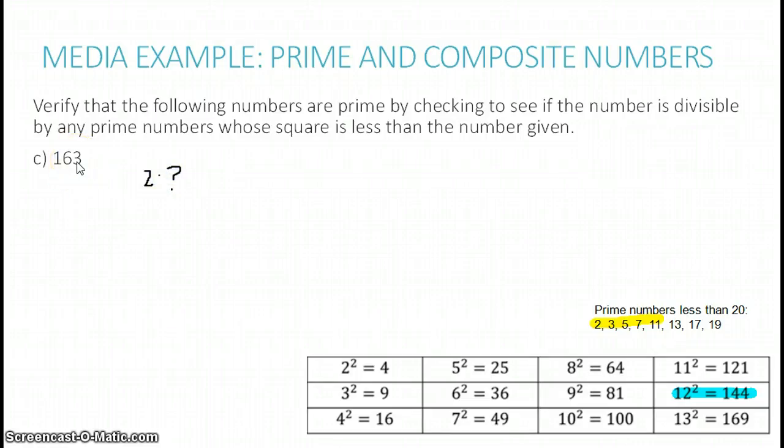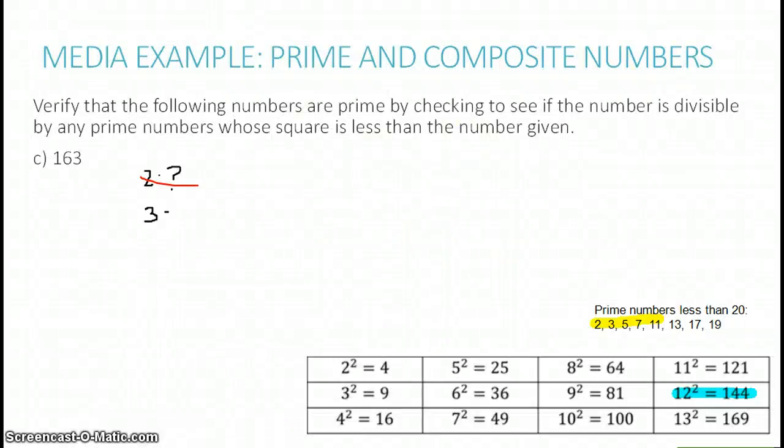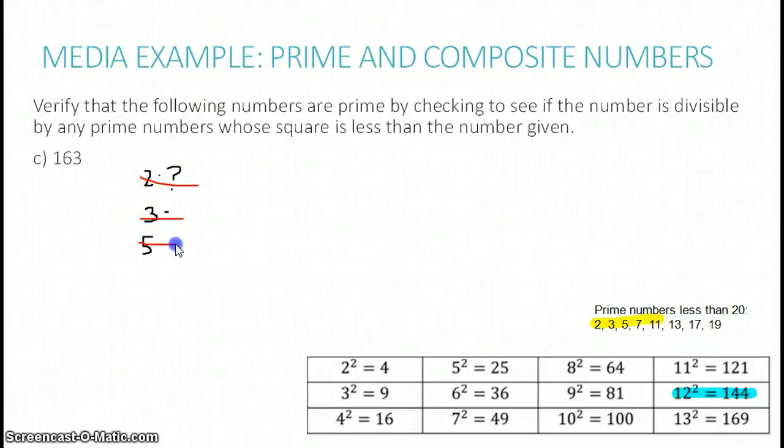So it doesn't end in an even number, so it's not divisible by 2. 2 is not a factor. Okay, you can check that on your calculator if you don't believe me. 163 divided by 3. Decimal means there's a remainder, so it's not divisible by 3. Next we have to check 5. We can skip 4. Notice it doesn't end in a 0 or 5, so it's not going to be divisible by 5. So notice 2 and 5 are pretty straightforward to figure out or cancel out without even dividing. Not even, doesn't end in a 0 or a 5. Okay. Next we have to check 7.